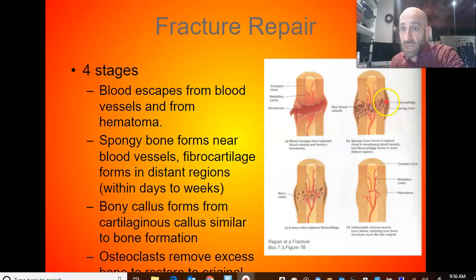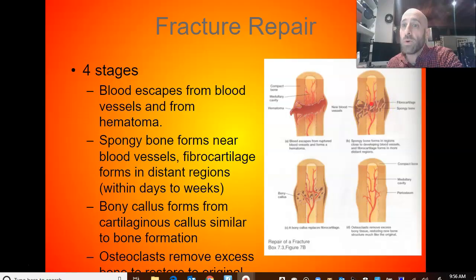So the second stage, which usually happens within the first few days, and then this goes into the first couple weeks. But we get what is called the fibrocartilage callus stage. So what ends up happening here is you get a little bit of spongy bone forming because osteoblasts are going to come into the area through the blood vessels. You're going to get some new blood vessels forming, and you're going to get osteoclasts forming some bone right here. And you're going to get some spongy bone forming near the blood vessels.